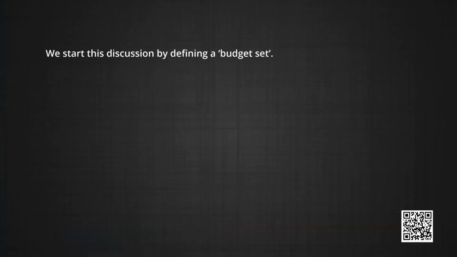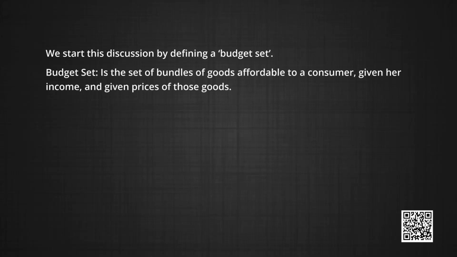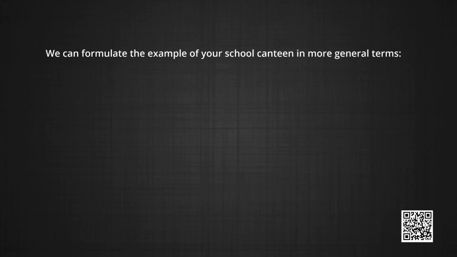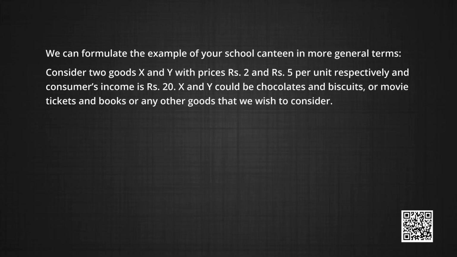We start this discussion by defining a budget set. This is a set of bundles of goods affordable to a consumer given her income and given prices of those goods. We can formulate the example of your school canteen in more general terms. Consider two goods X and Y with prices ₹2 and ₹5 per unit respectively and a consumer's income of ₹20.